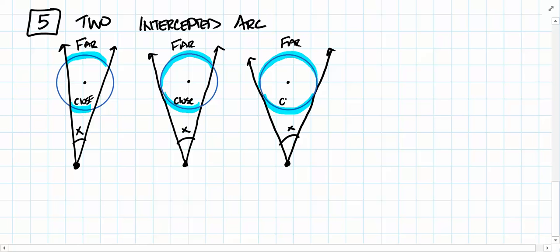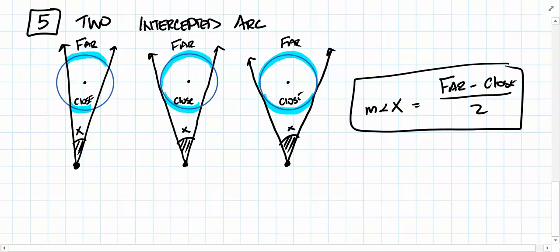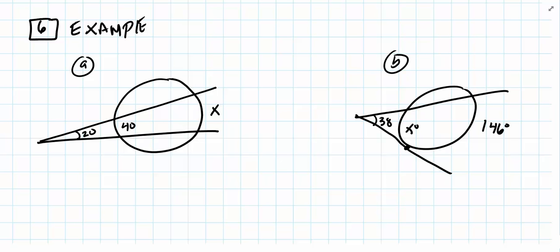Well, in all 3 cases, the measure of angle X, which is my angle down here, is going to be the far one minus the close one divided by 2. The farther out the lines go, the more of the triangles like inside. It's just like a magic number. Okay, here's 2 examples to hone in this theorem.